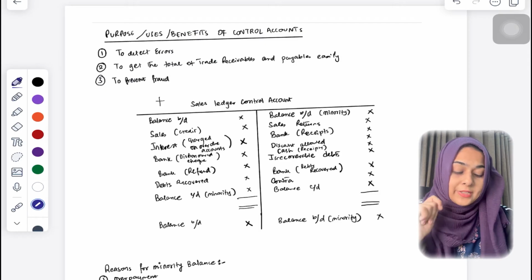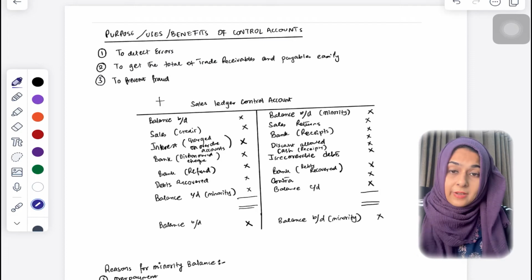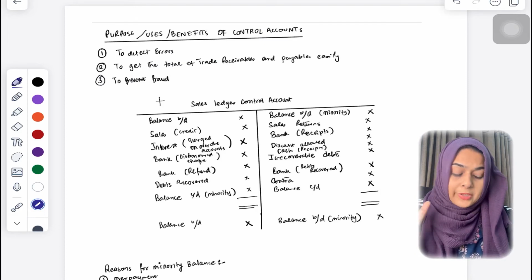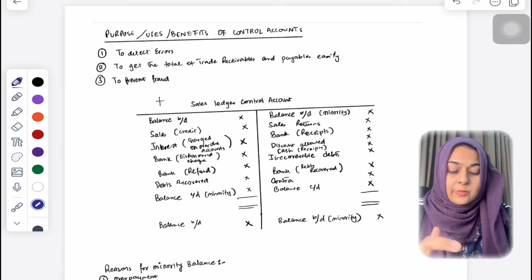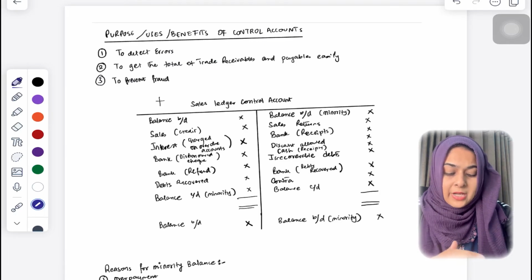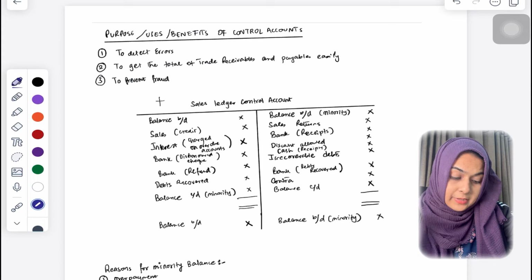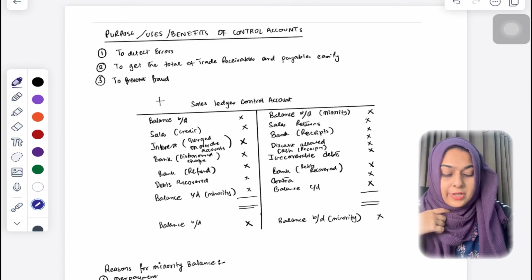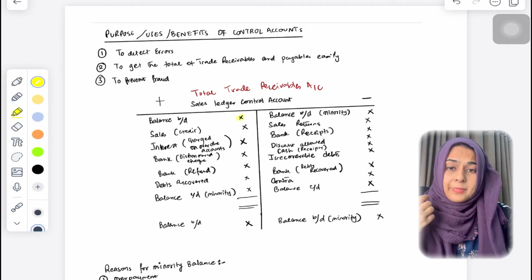Now, what is important is the format. You don't need to rote learn the format. It's very simple when you try to understand it with double entry. What I need to tell you is that the sales ledger control account is the total trade receivables account, the total of trade receivables. So the balance brought down here represents the total trade receivables at the start of the month, if you're preparing it monthly.